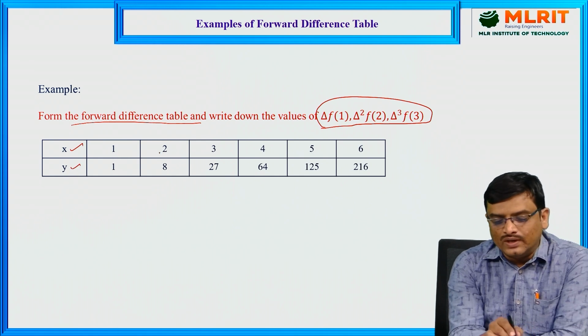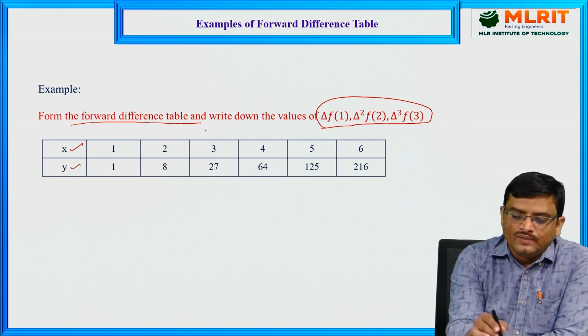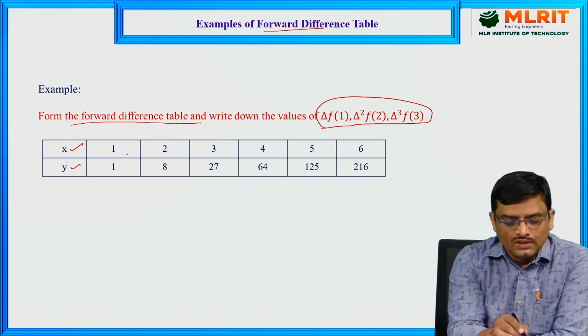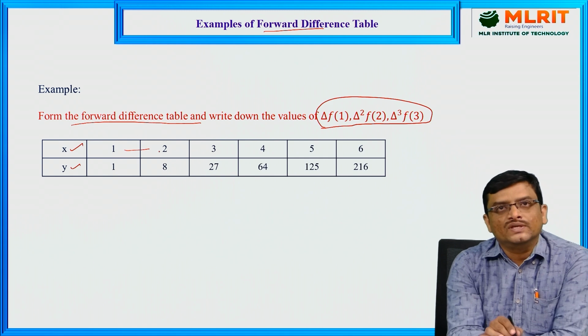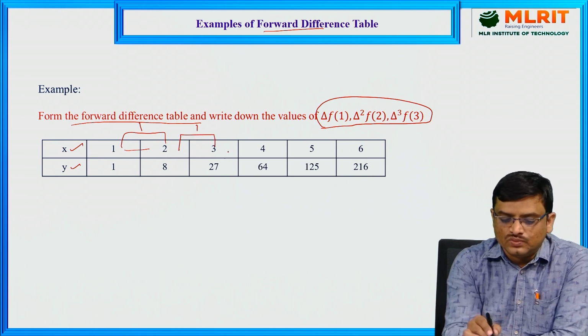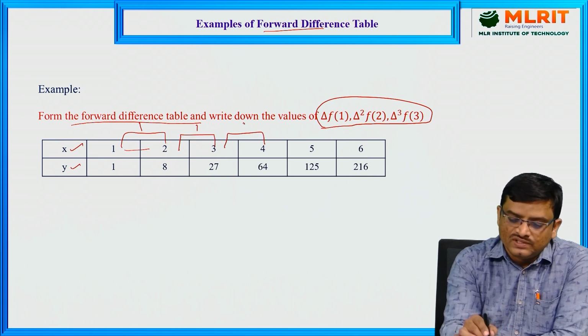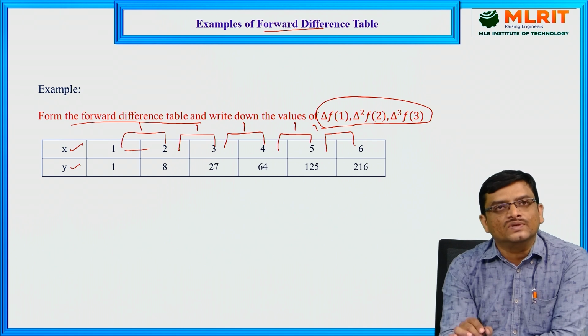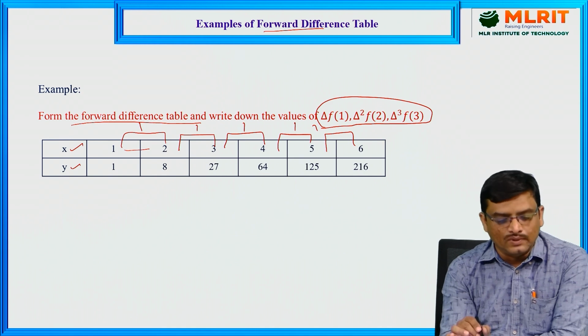So x takes from 1, 2, 3, 4, 5, 6, and here whenever we want to apply the forward difference or backward difference or central difference, the difference between the values of x must be similar. Suppose if we take 1 and 2, the difference is 1. And if you take next 2 and 3, the difference is 1. If you take 3 and 4, the difference is 1, and if you take 4 and 5, the difference is 1. So for all these x values, we must have a common difference between the values of x. Then only these forward differences or backward differences or central differences are applicable.